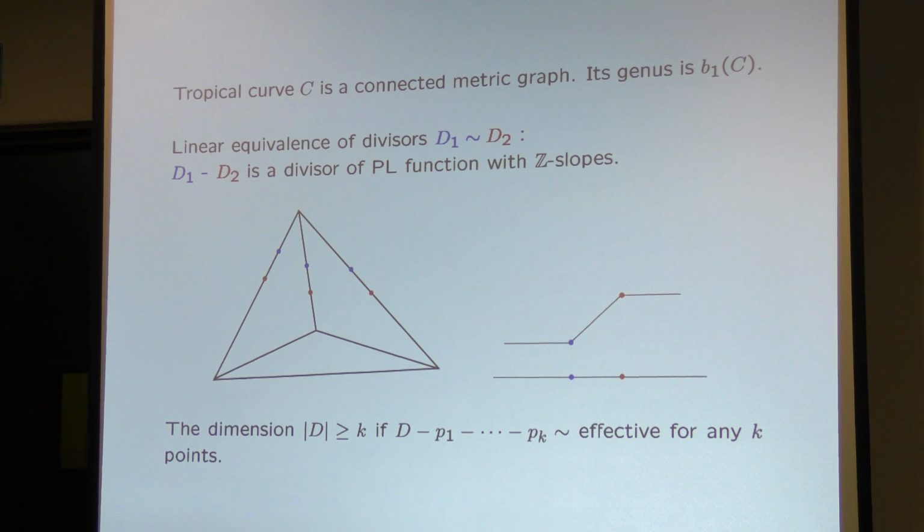Are there no length conditions? Those lengths are just real numbers. Real numbers, yes.